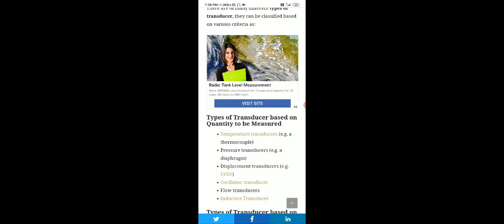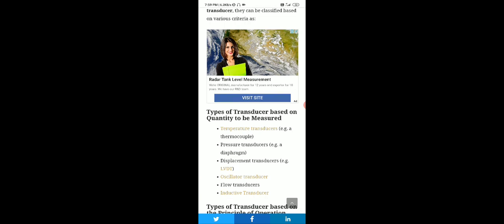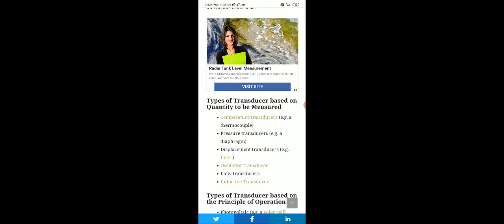If you want to know about transducers, or want to learn about them, you can get a lot of books, notes and PDFs. And not even I feel, it is the base and the core of instrumentation. So the types of transducer based on quantity to be measured is the first type of classification that you will get in the transducer.